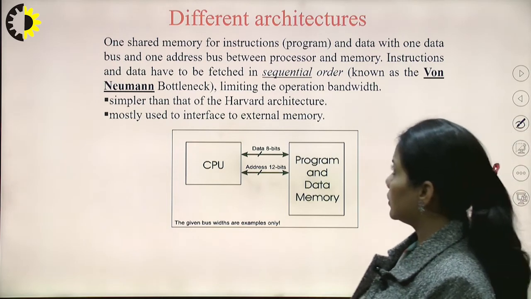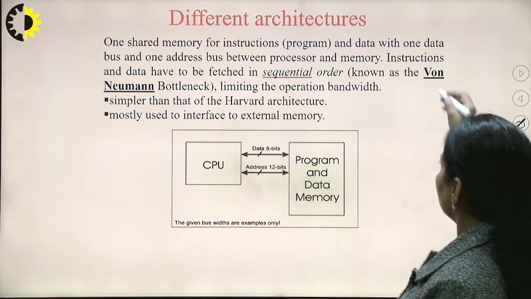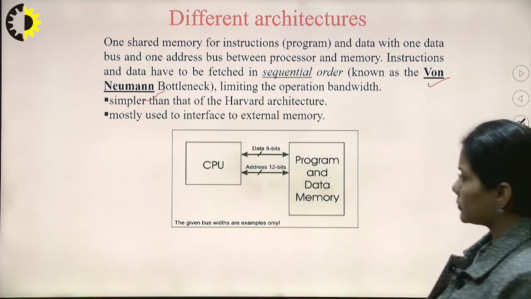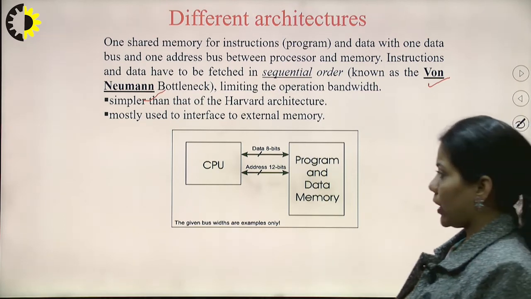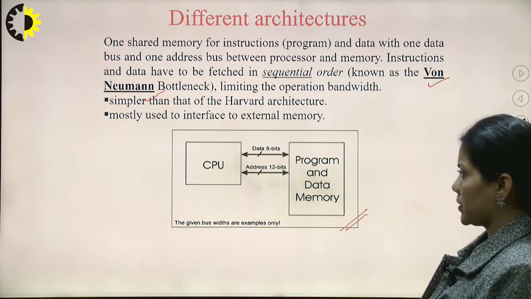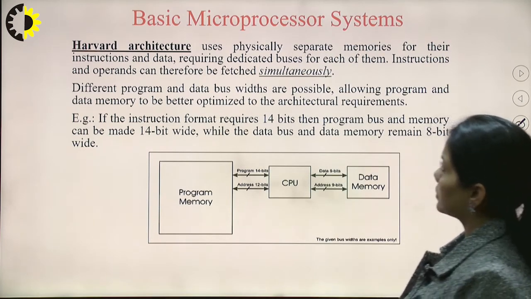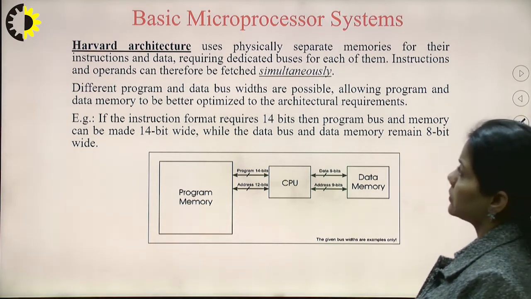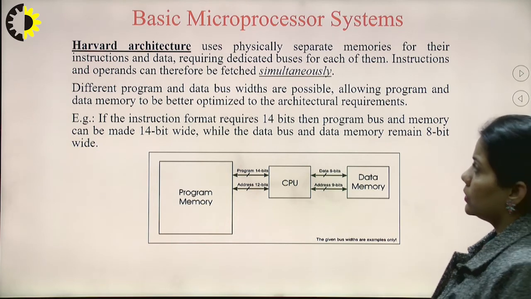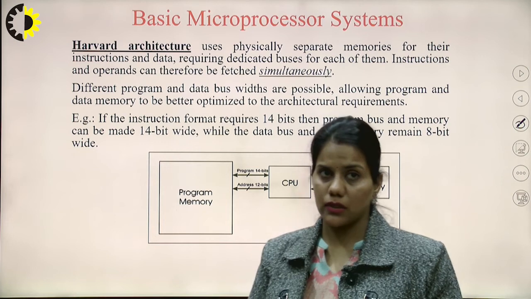So we can conclude that there are different architectures of microcontrollers, like von Neumann and Harvard architecture. In von Neumann architecture, the program and the data memory are present in the same space. But in case of Harvard architecture, it uses physically separate memories for instructions and data, requiring dedicated buses for each of them. So the instructions and the operands can be fetched simultaneously.